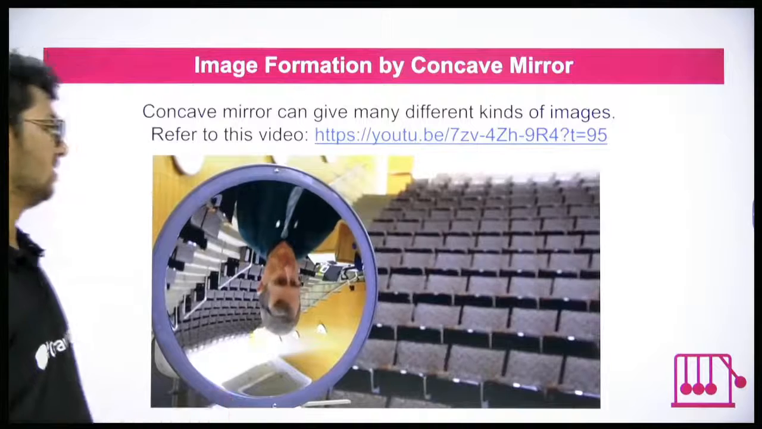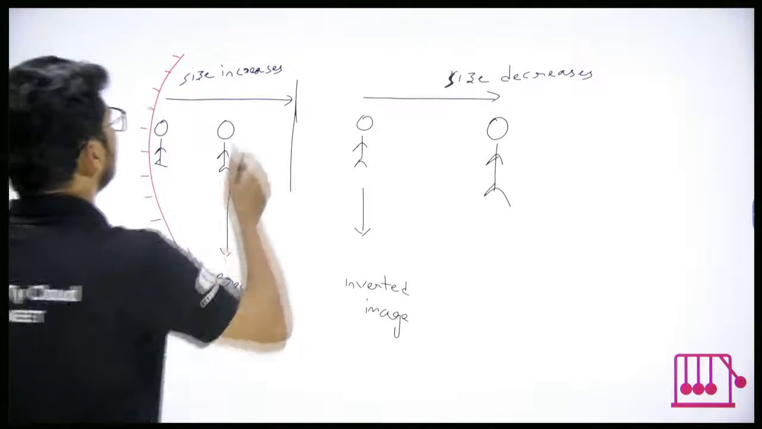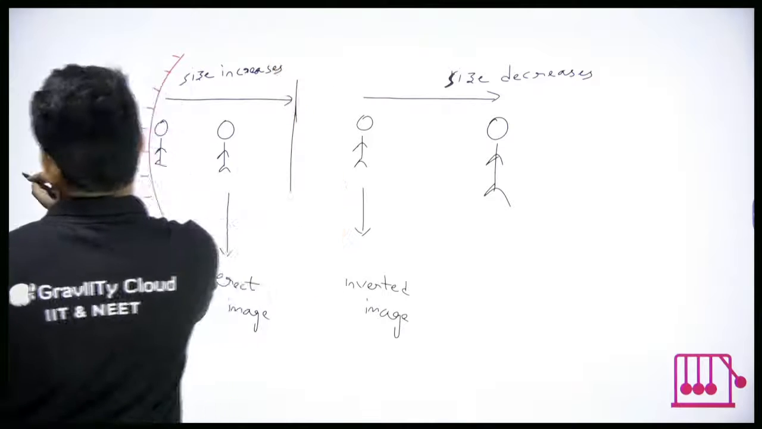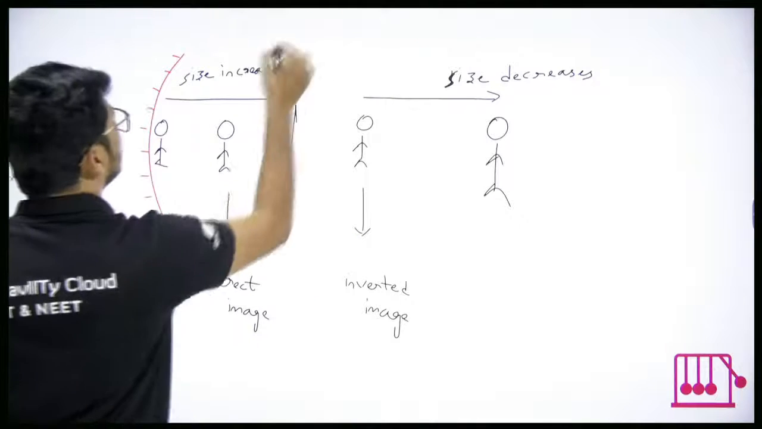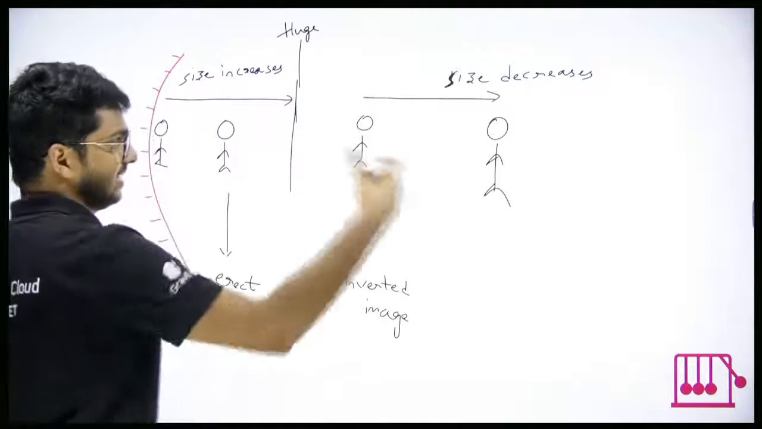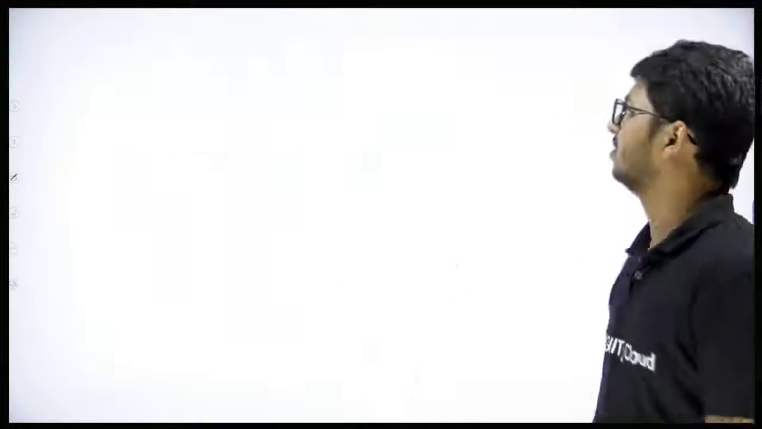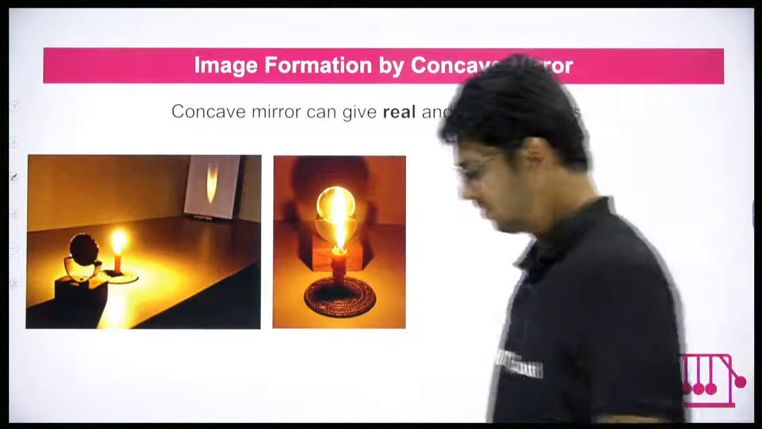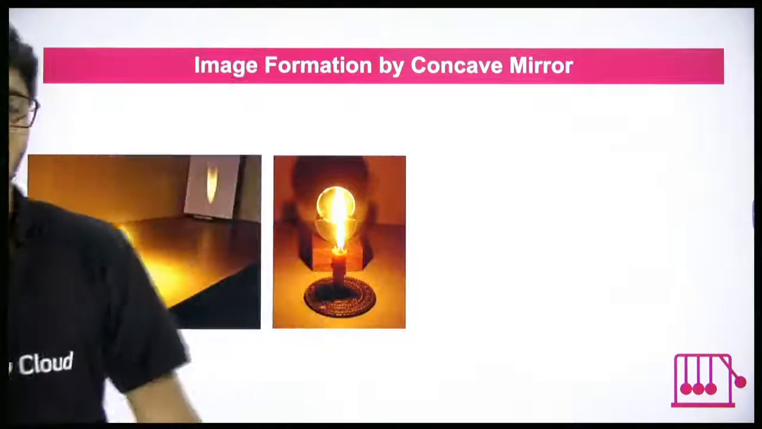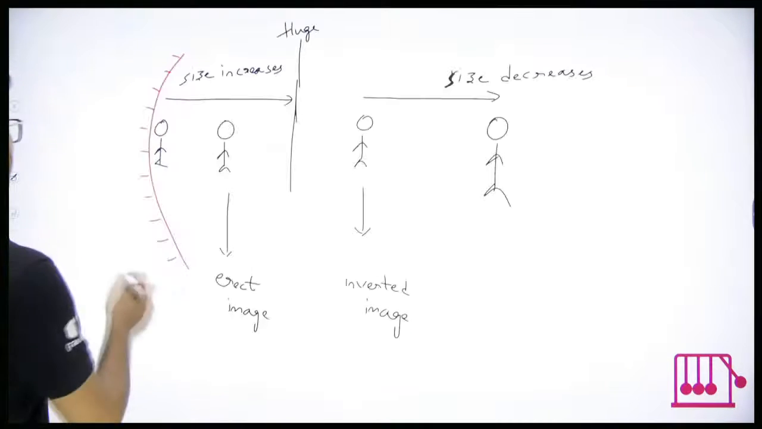Just notice those points. First the size increases, becomes huge, and then it becomes inverted, and then the size starts decreasing. Got it? For a concave mirror. Good, wonderful. So for a concave mirror, I can also explain that in a different way, if I go back here itself.